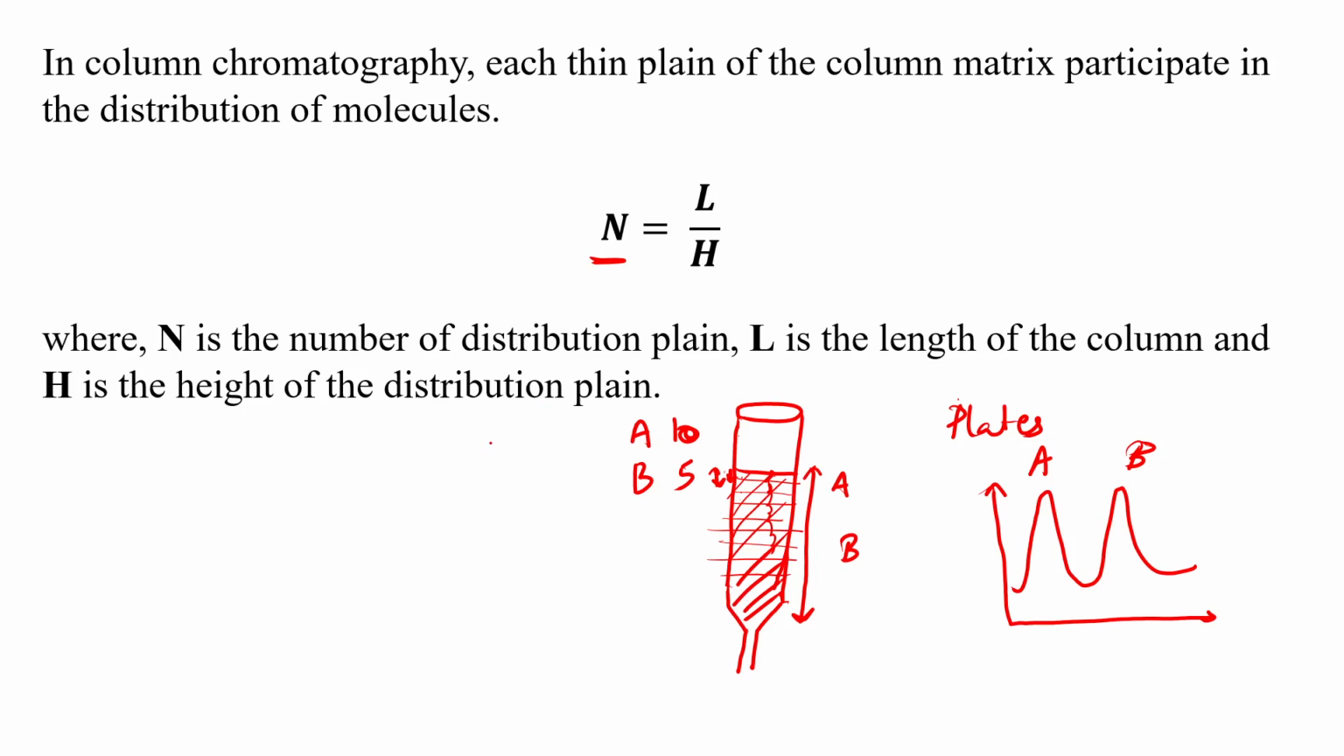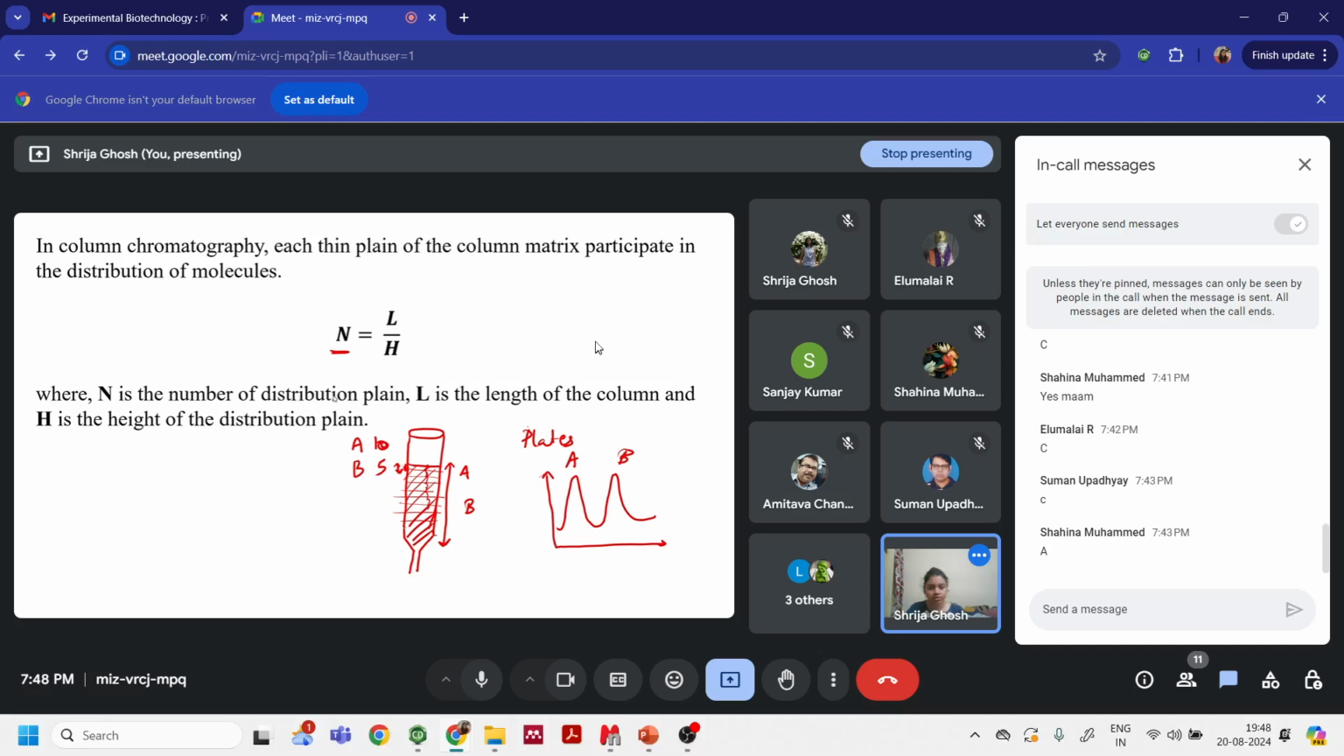When you keep on using the same column over time, we will see a decrease in resolution. That decrease in resolution is due to a decrease in the number of distribution planes. And how can that happen? The height of a distribution plane can increase, and the length of the column can sometimes decrease because of compression of the bed. These problems can lead to fewer distribution planes and hence less resolution. Is it clear what distribution planes are? This is an important concept.